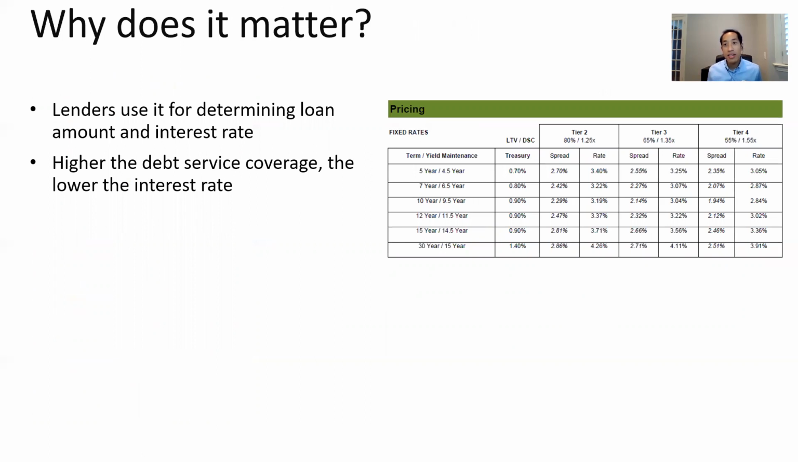On the right-hand side, I pulled out a Fannie price quote from today. These are the tiers that they have: tier 2, tier 3, tier 4. On a 10-year loan right now, if you hit that 1.25 debt service, your loan is at a 3.19% interest rate. If you get to 1.35 debt service and 65% loan to value, it's 3.04. If you go even to 1.55 debt service coverage, 55% LTV, you get 2.84. As you increase your debt service coverage, you get a lower interest rate on your loan.